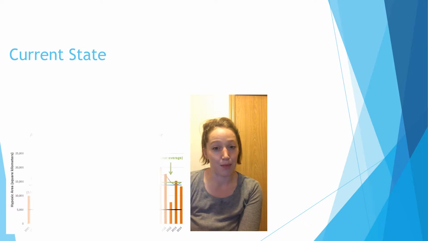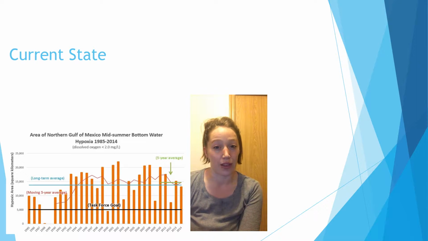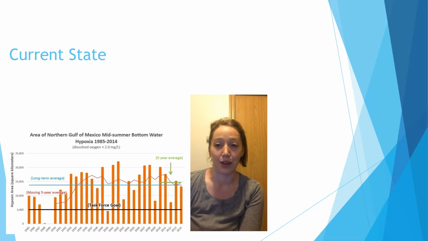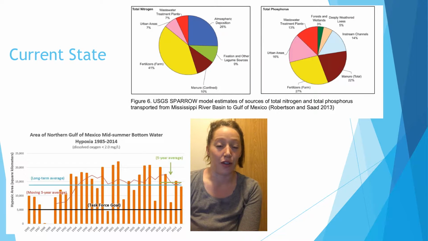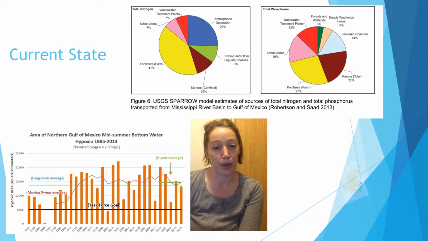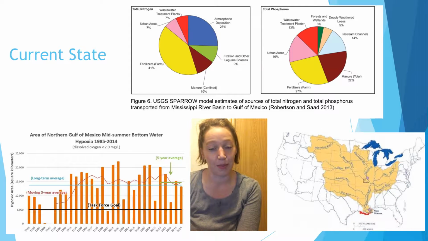The Gulf of Mexico dead zone, our focus, is the largest in the United States and the second largest in the world. It can vary quite a bit in size, but the average from 2010 to 2014 was just shy of 15,000 kilometers. The source of the nutrient pollution comes from all over the Mississippi River watershed, which covers about 40% of the continental U.S.